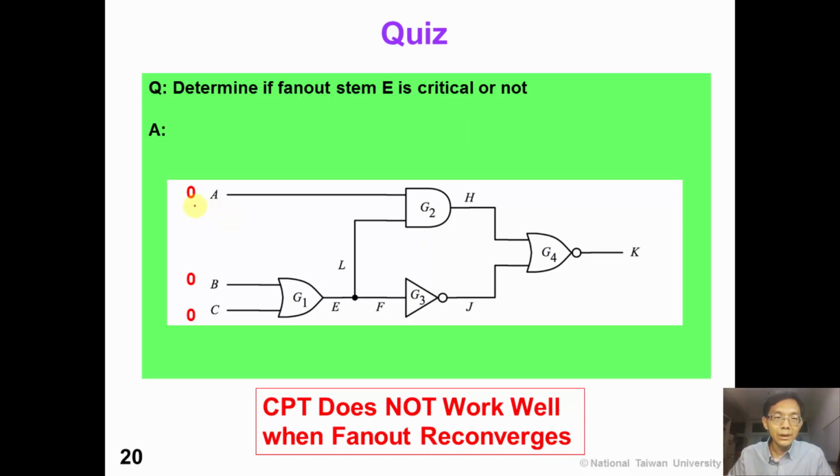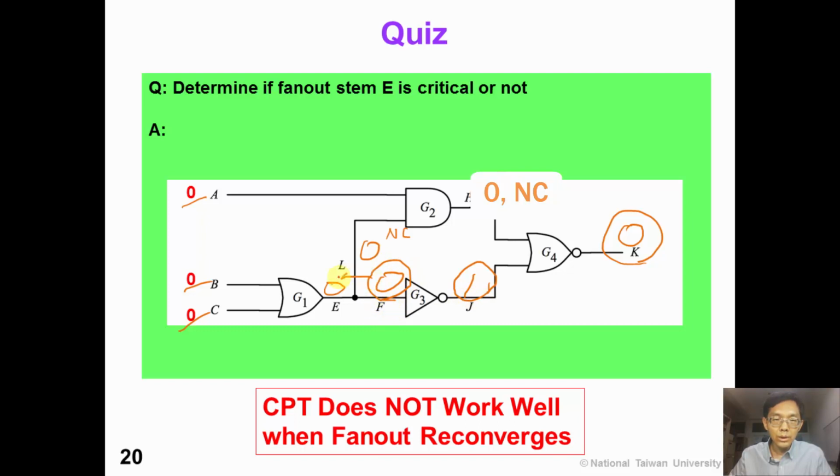Are you done? Suppose we apply 0, 0, 0 to the same circuit as the previous page. We can run a logic simulation and obtain the good values. So of course K is critical. H is not critical, so we will not continue to trace its gate inputs. In this case, J is critical, so F is critical.